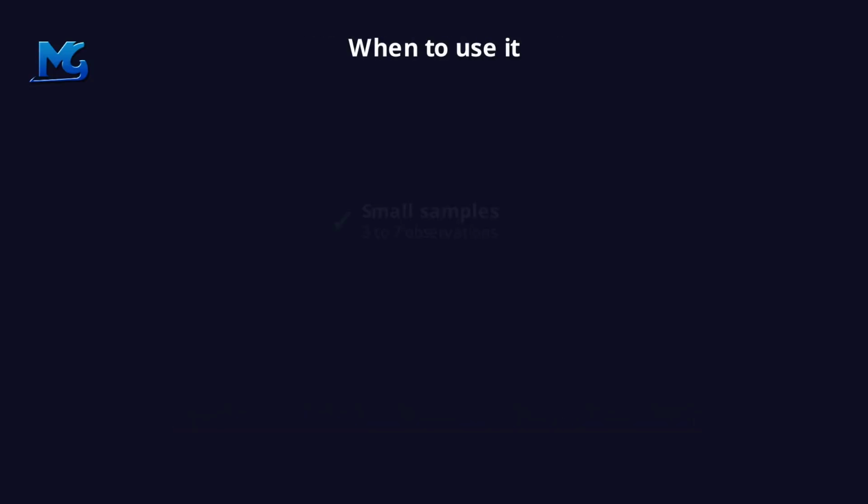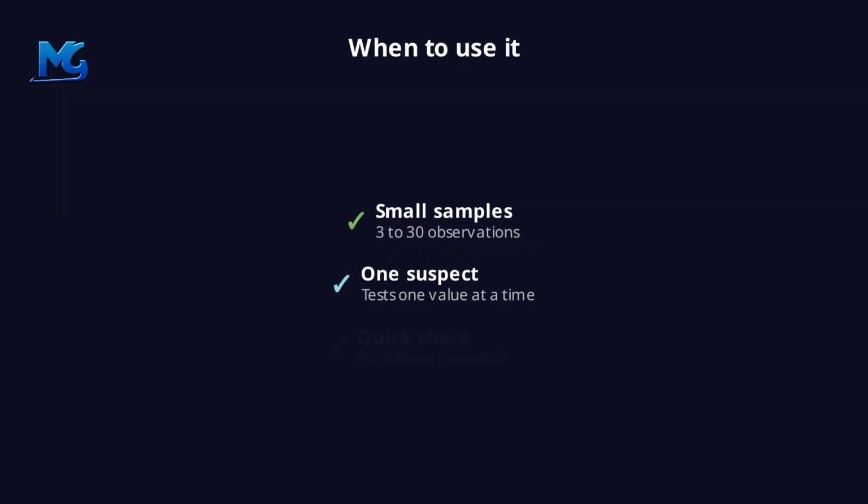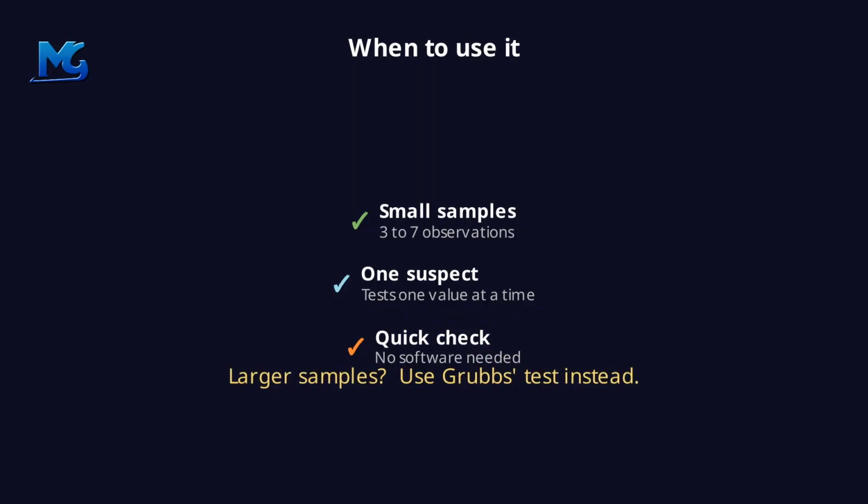When to use Dixon's Q-test. Small samples, 3 to 30 observations. 1 suspect value. No software needed. For larger samples, use Grubbs test instead.